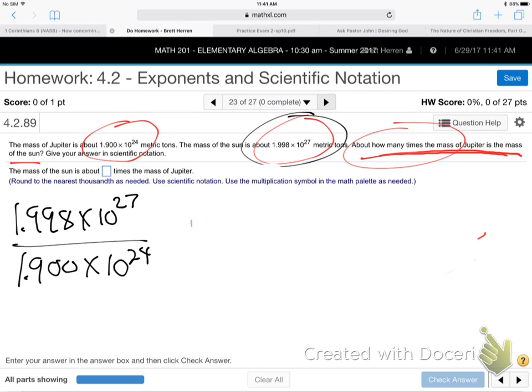So you know what to do, right? Just like the other ones we did. Divide these on your calculator. This would be calculator: 1.998 divided by 1.900. Do we got an answer? What's 1.998 divided by 1.90? It's going to be 1 point something, I think.